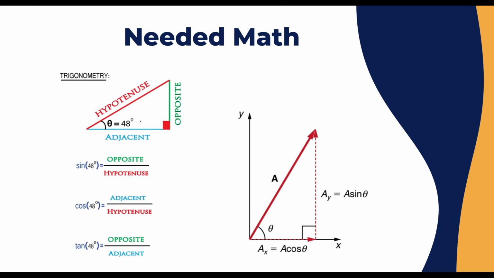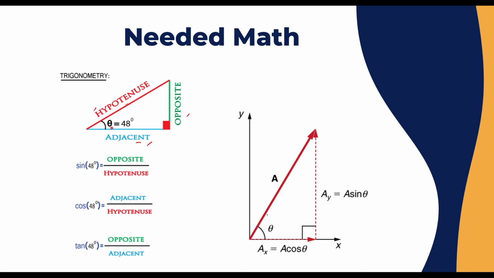Firstly, we have trigonometry. So we have a triangle over here with an angle of theta. So we have the adjacent, the opposite, and the hypotenuse. Keep that in mind. The sine of theta would be opposite over the hypotenuse, the cosine is the adjacent over the hypotenuse, and the tan would be the opposite over the adjacent.